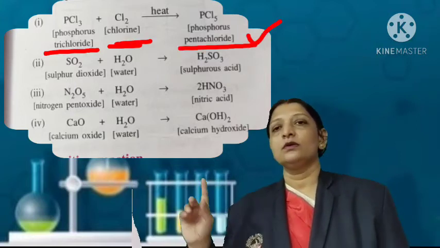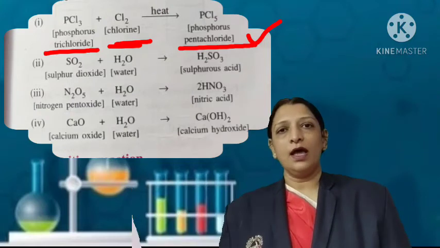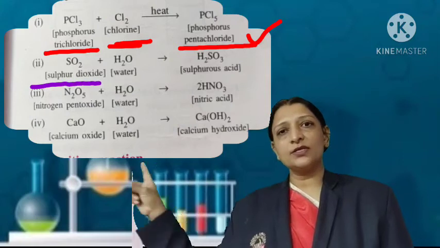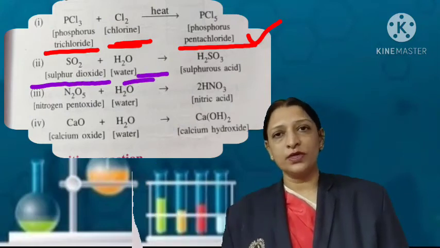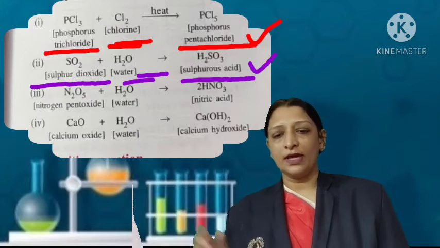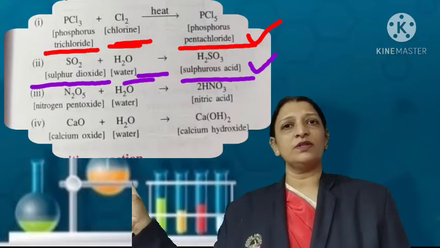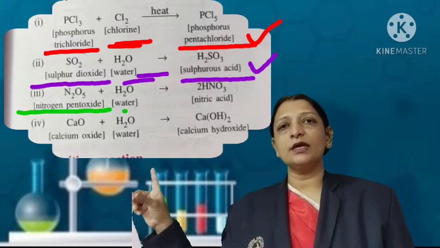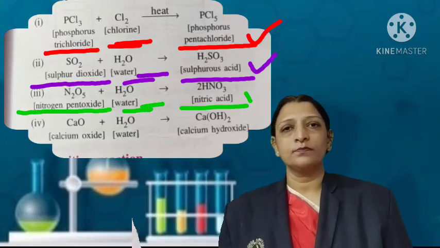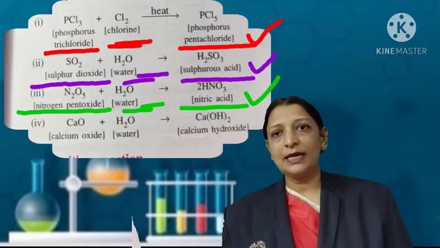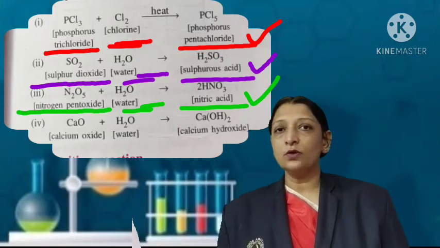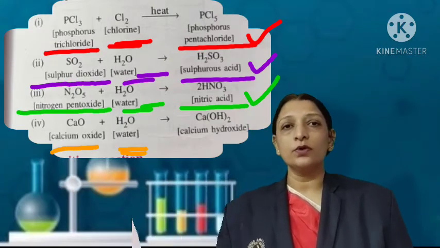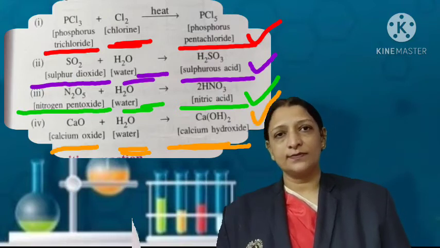Second, sulfur dioxide reacts with water and gives sulfurous acid. SO2 plus H2O gives H2SO3. Third reaction, nitrogen pentoxide reacts with water to give nitric acid. N2O5 plus H2O gives HNO3. Calcium oxide reacts with water to give calcium hydroxide. CaO plus H2O gives Ca(OH)2.